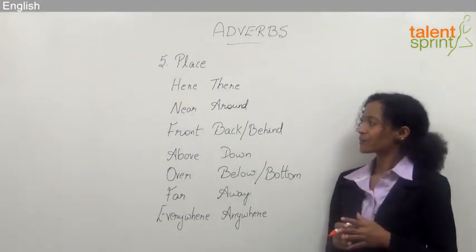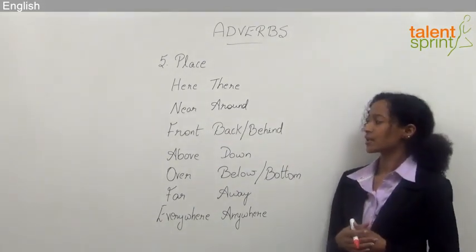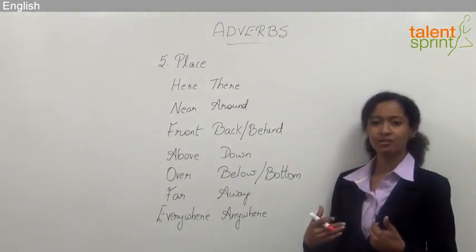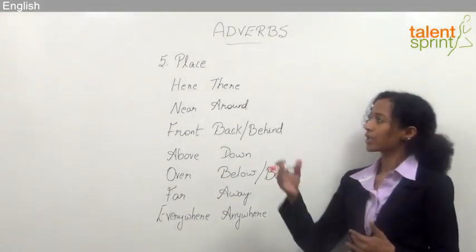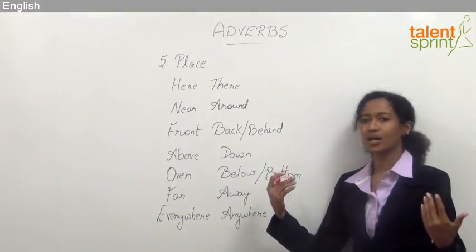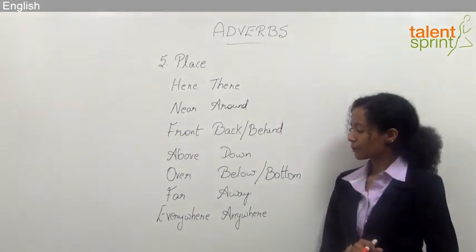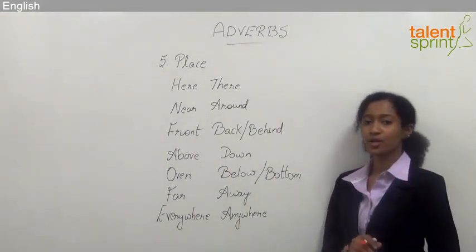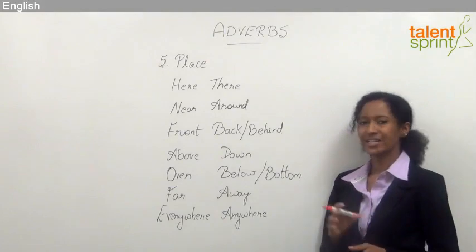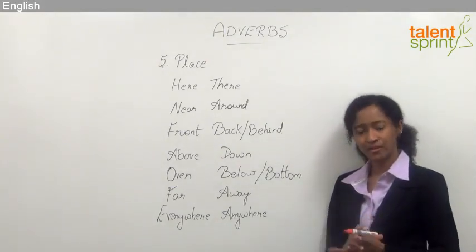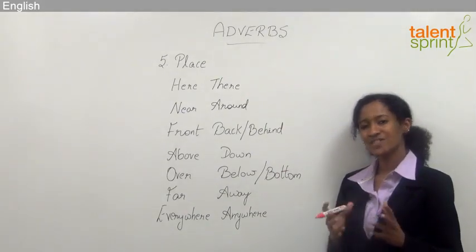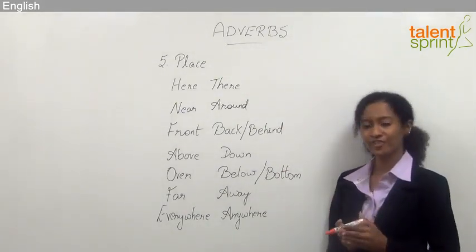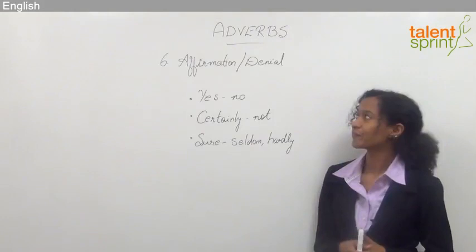So to state a couple of examples, I can say I'm standing near the whiteboard, or I'm standing in front of the whiteboard, or he will come here, or the kids are playing around, she is going upstairs, or he lives somewhere in Hyderabad. So all of this that denotes the meaning of some place would be your adverbs of place. Let's move to the next one.